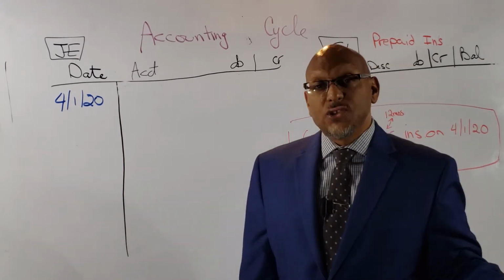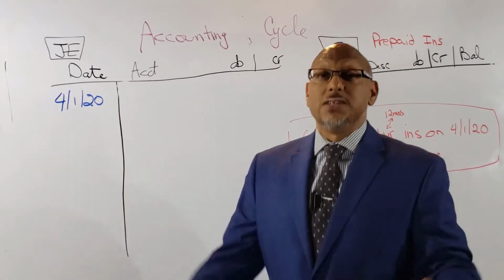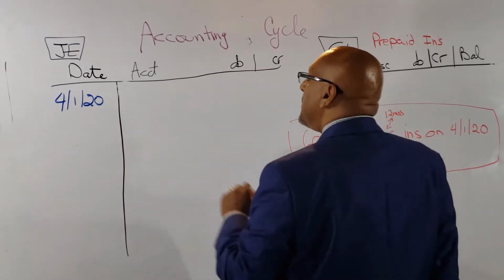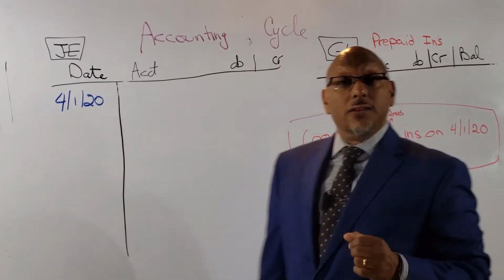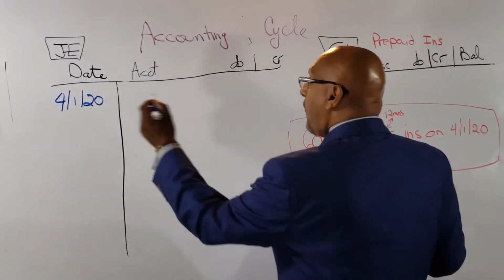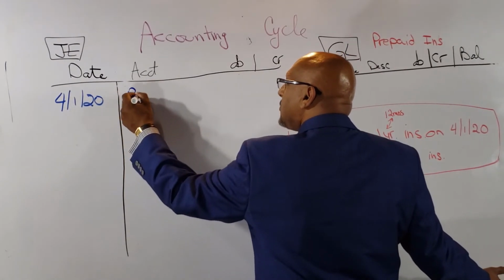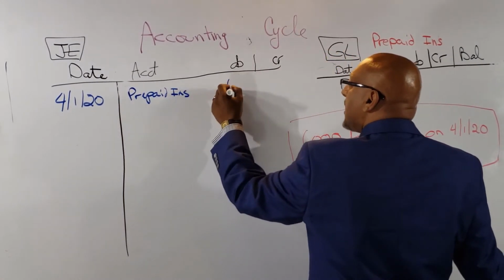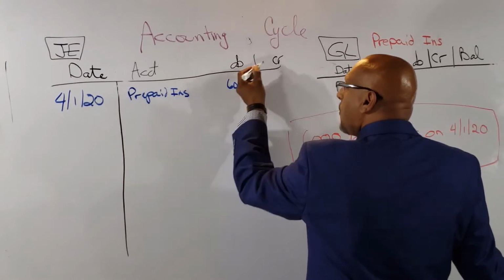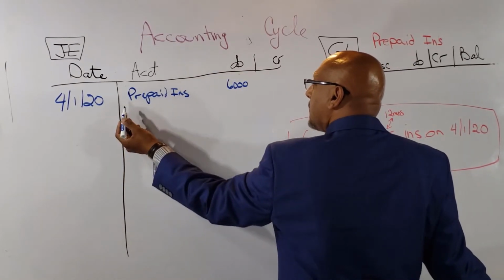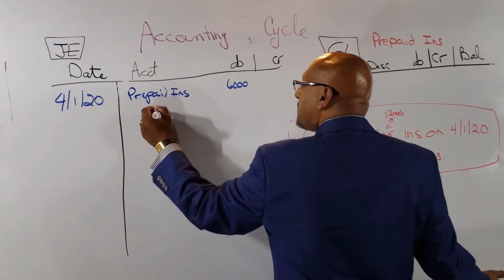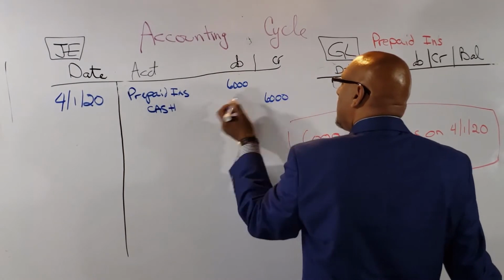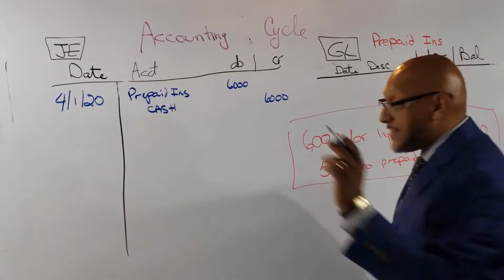So we prepaid insurance. Therefore, one of the accounts is prepaid insurance, which is our prepaid account. And you know that prepays are an asset. What did we pay it with? We paid it with cash. So on 4/1, our account was prepaid insurance for $6,000. That was our debit. Remember, debits before credits. And then we indent the credit. We credited cash because we paid it in cash, $6,000. And we're in balance, right? Yes, we are in balance.